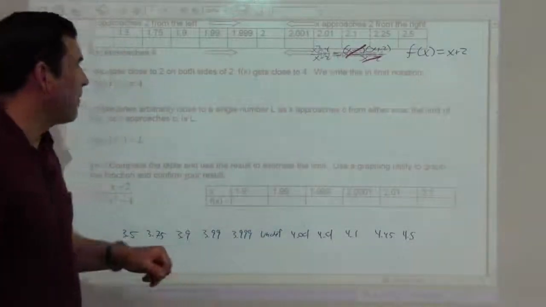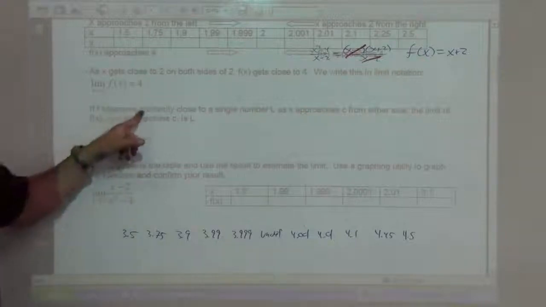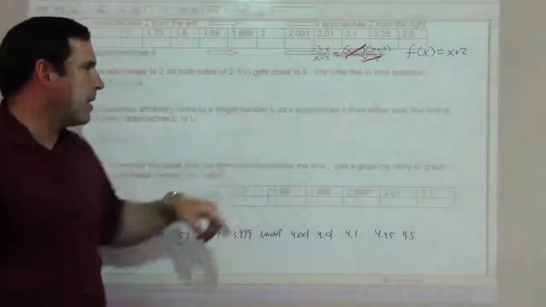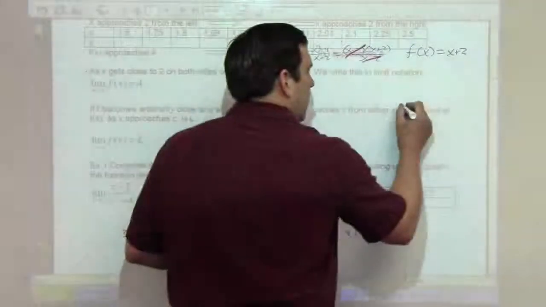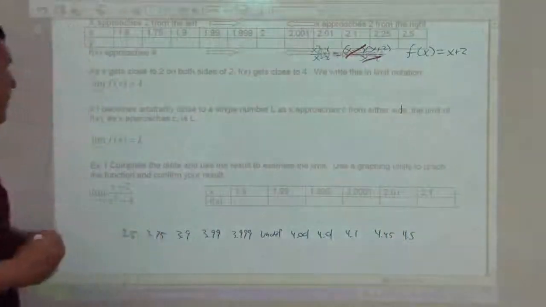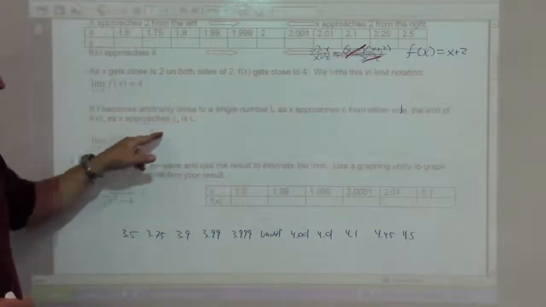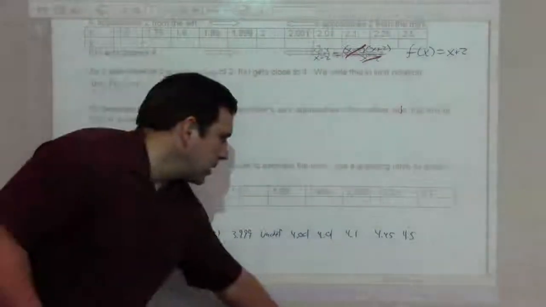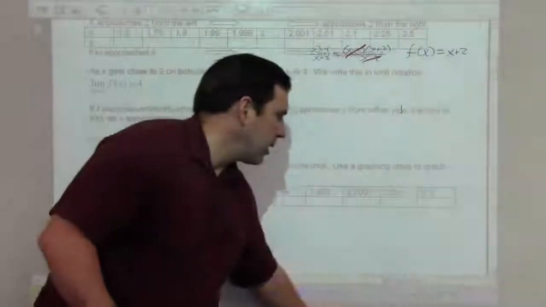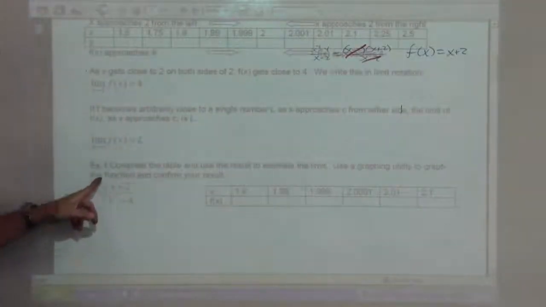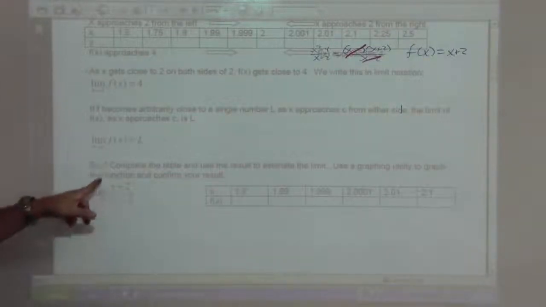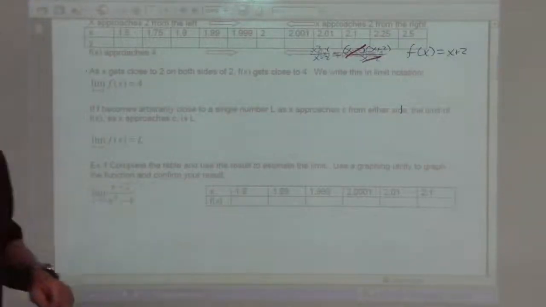If f of x becomes arbitrarily close to a single number L as x approaches c from either side, then the limit of f of x as x approaches c is L. We write the limit as x approaches c of f of x equals L. So let's look at this first example. Complete the table and use the results to estimate the limit. Use a graphing utility to graph the function and confirm your results.